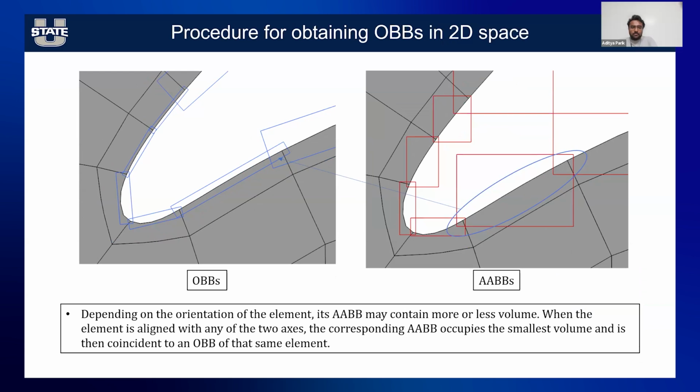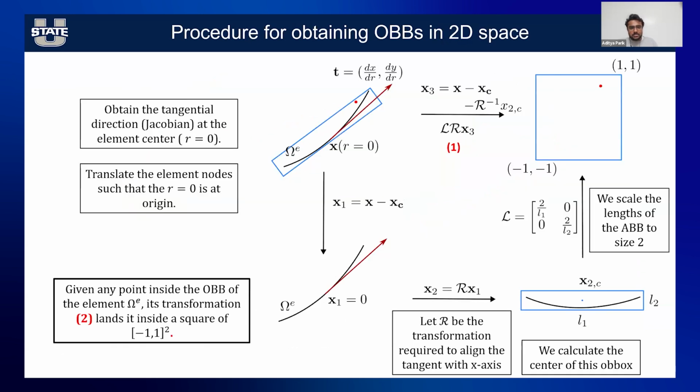So as you can see from here, the difference in the volume that's occupied by an axis-aligned bounding box versus an oriented bounding box. The process of evaluating oriented bounding boxes is slightly trickier in the surface mesh case because we don't have a transformation that captures the three directions, the normal direction to the element. So what we have to do is essentially generate the transformation matrix ourselves.